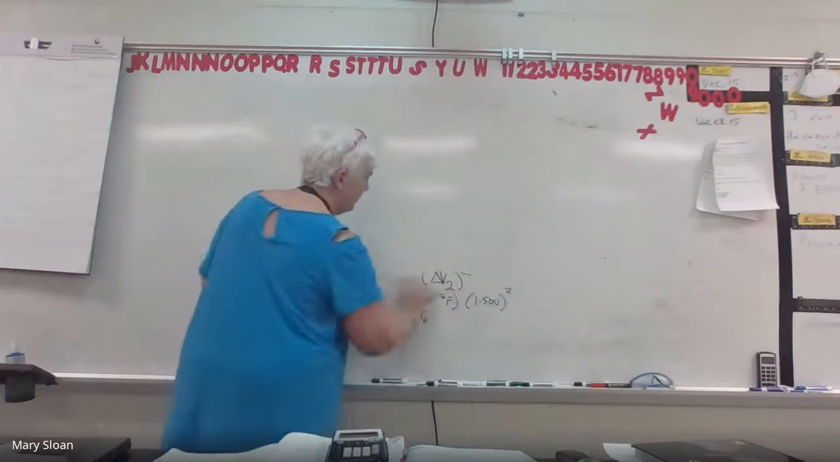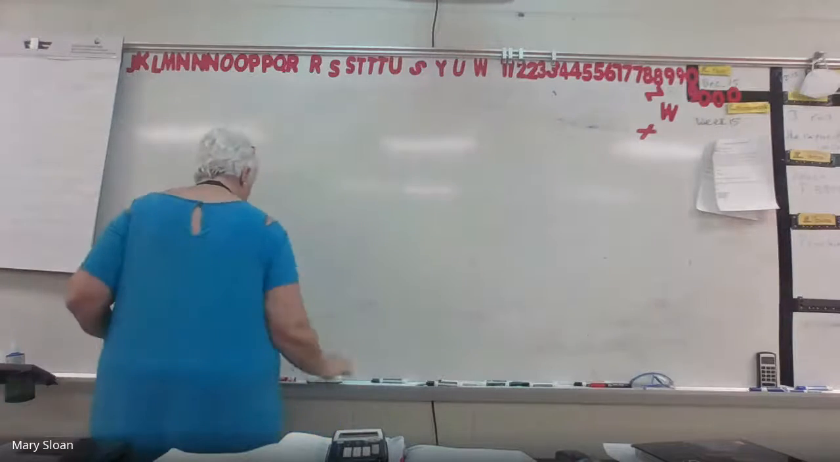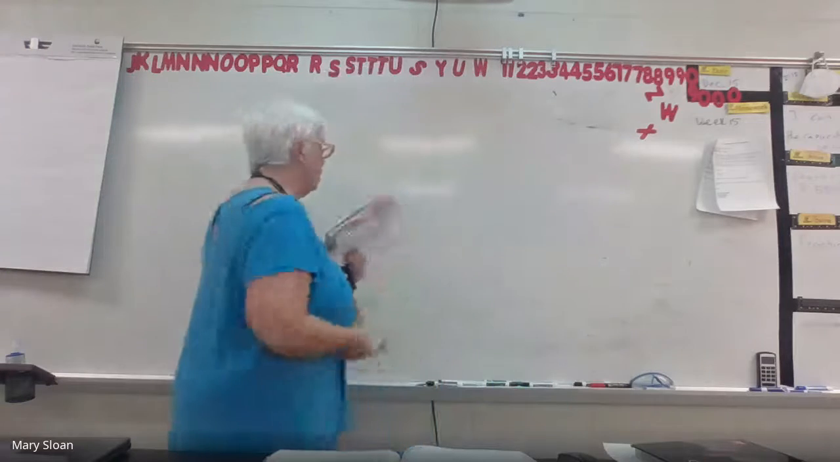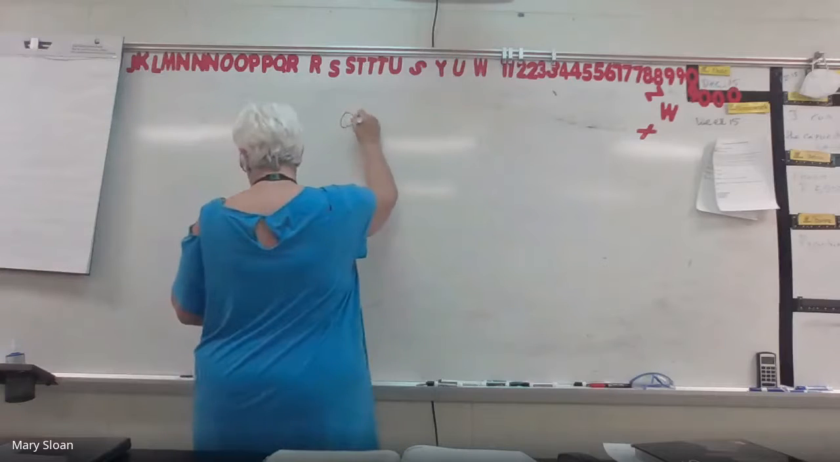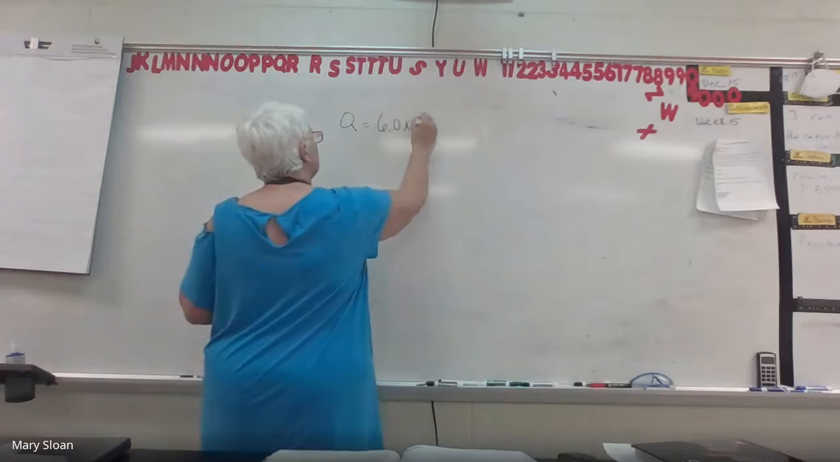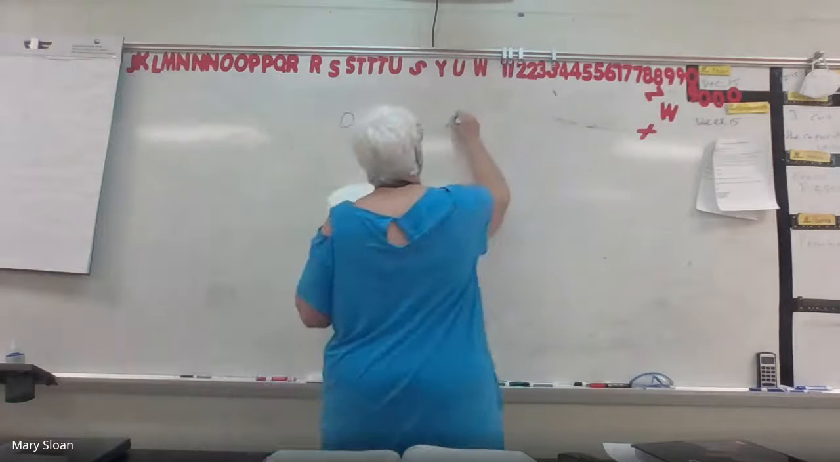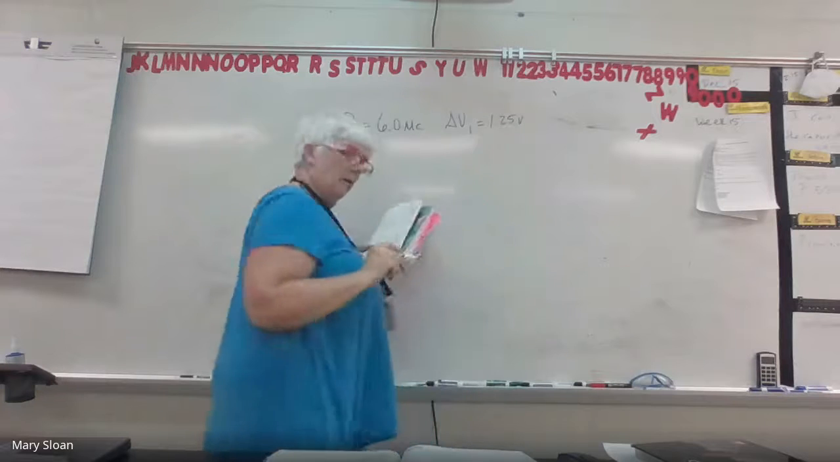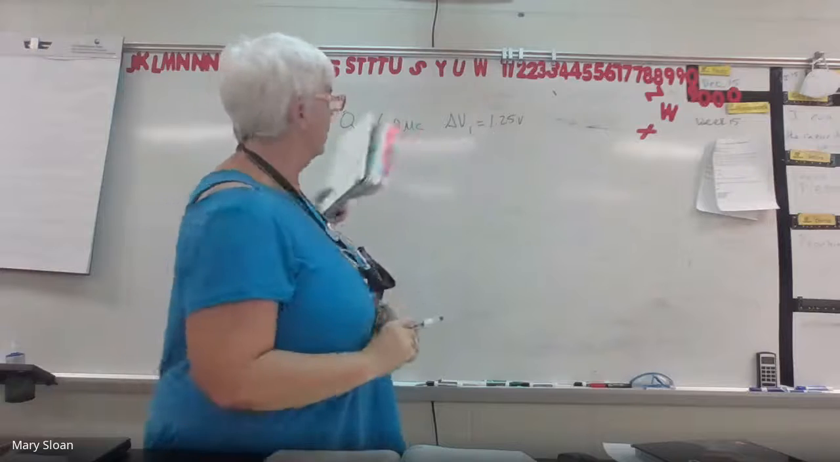So let's see if Miss Long can do number 2. All right, number 2 says, the parallel plate capacitor has a charge of 6.0 microcoulombs when charged with a potential difference of 1.25 volts. Find the capacitance. So for number 2, we have Q equals 6.0 microcoulombs, change in voltage 1, which is 1.25 volts. And that's all we've got so far, right? Yep, that's all we got so far.